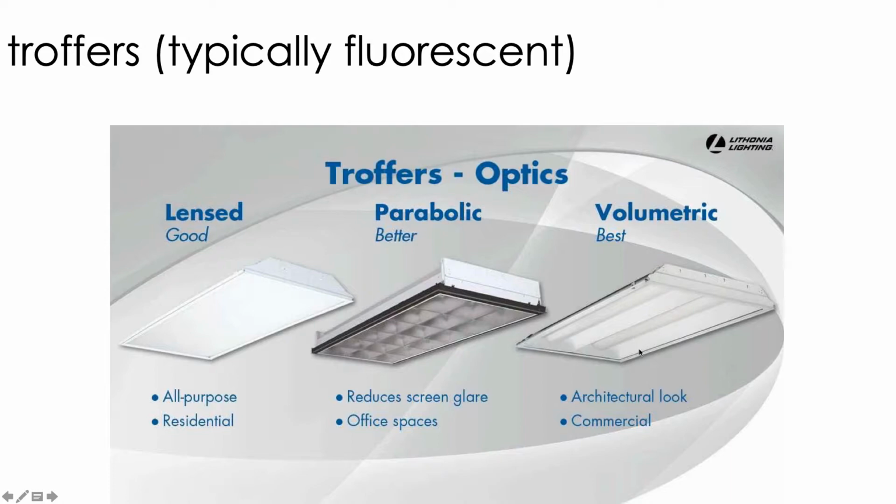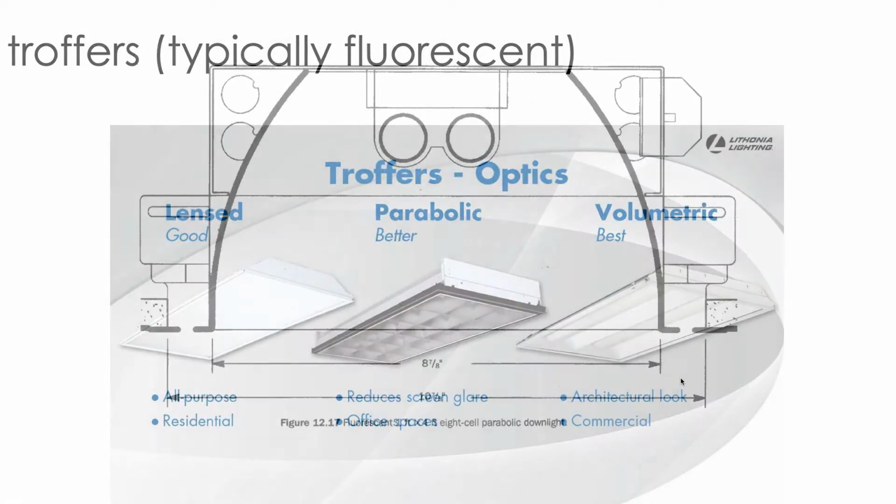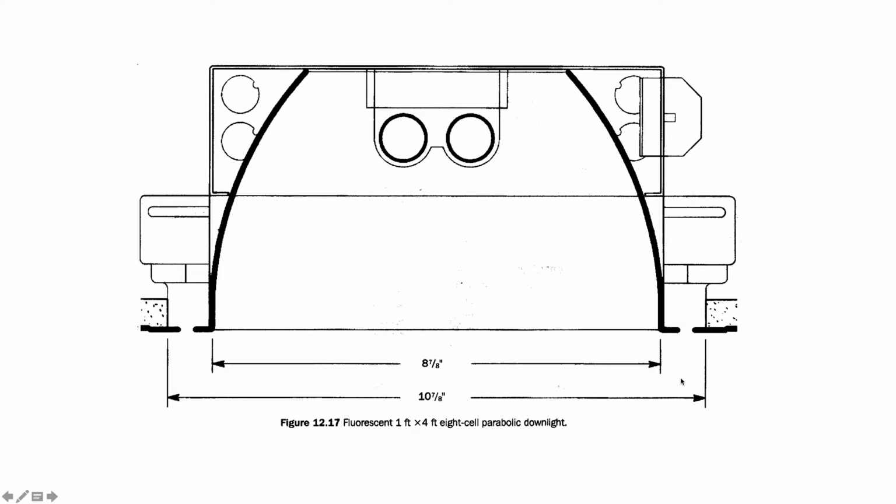basically kind of shines up onto a reflector and then comes down. And that's a so-called architectural look. I don't know if that's entirely true. But anyway, here's a section through a parabolic lamp, and you can see there's a vaguely parabolic shape to this downlight. There also, interestingly enough, is a slot along the edges.